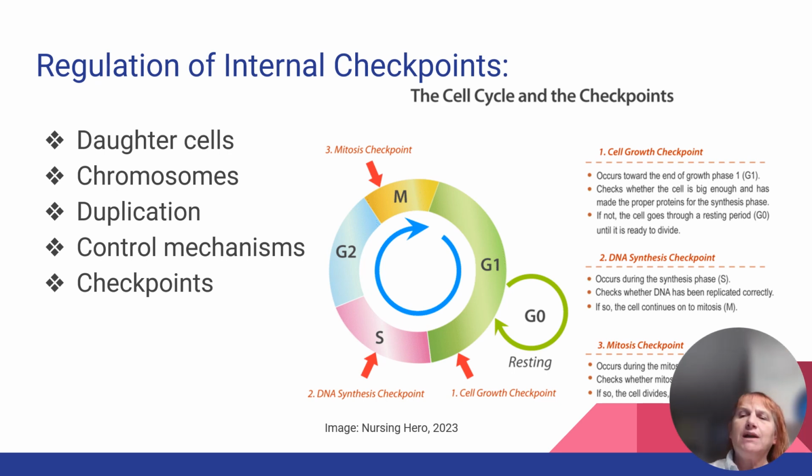The checkpoints are located near the end of G1, at the G2/M transition, and in metaphase. And you can see them here. Near the end of G1, this is the one in metaphase, and this is the one in the transition here.